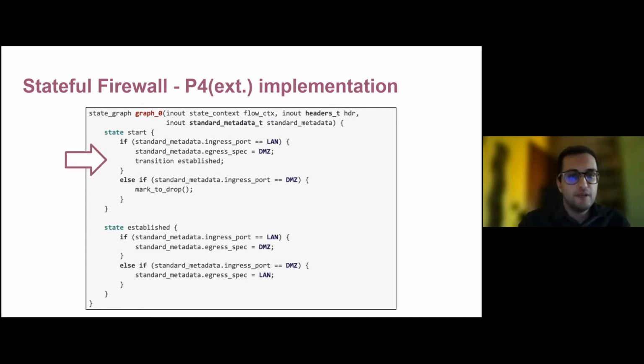So for example, here in state start, if the packet ingress port is the LAN, we transition to the state established. Else, if the ingress port was the DMZ, we drop the packet. Then there is state established. So if the next packet matches a state that is established, in both directions we forward the packet to the correct output port.